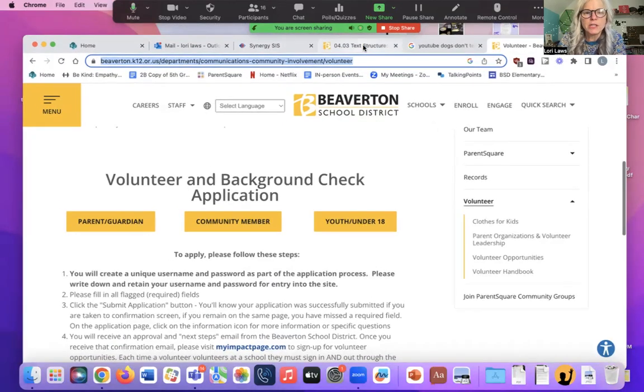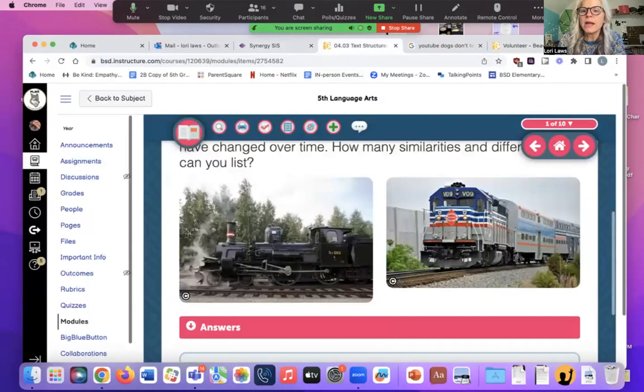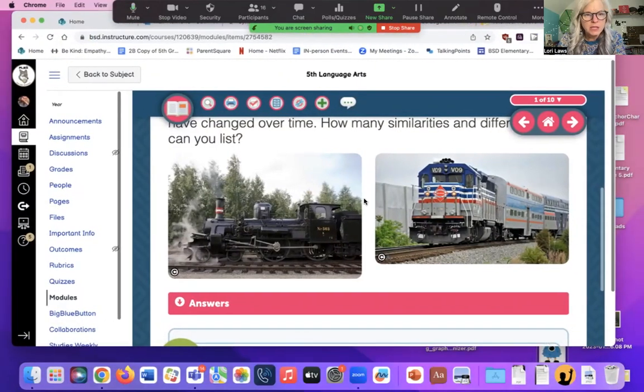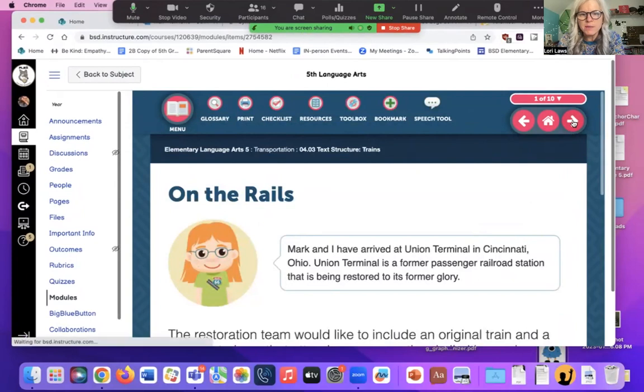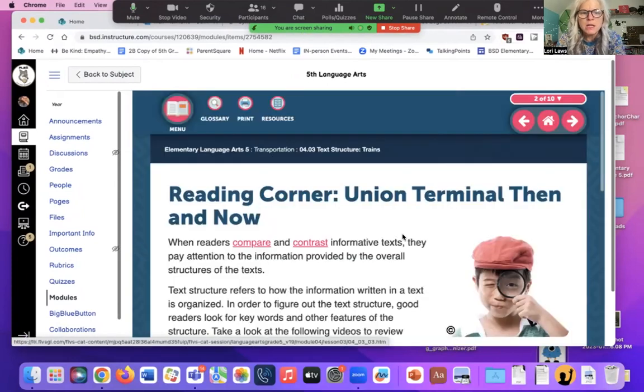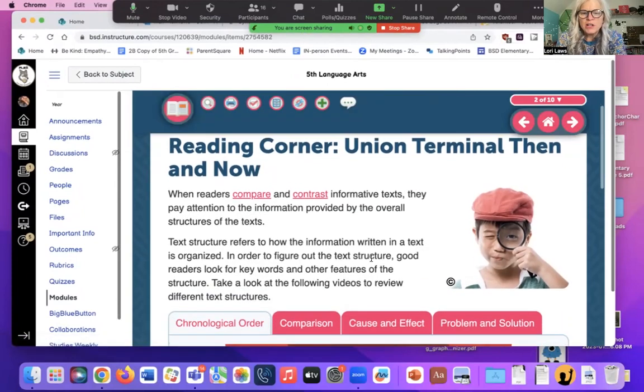Did somebody have another question? No. All right. So here we are. The trains lesson. It's looking at how trains have changed over time. It's 10 pages long. Union Terminal.